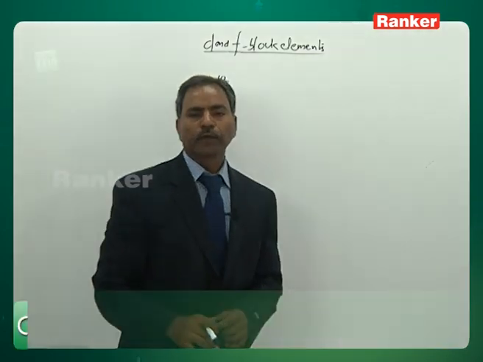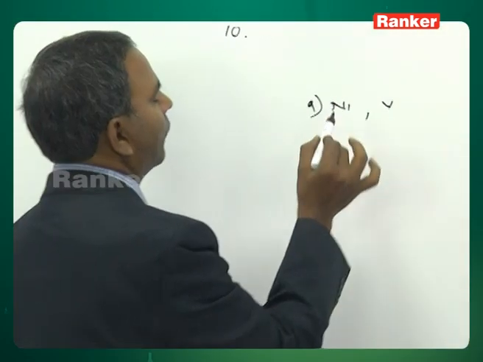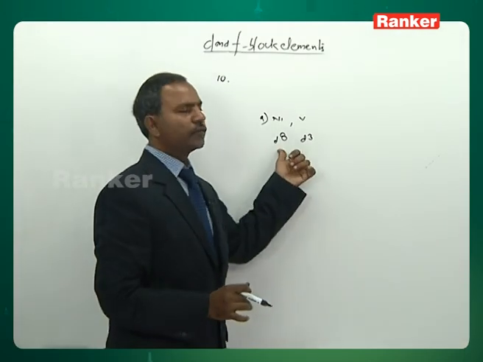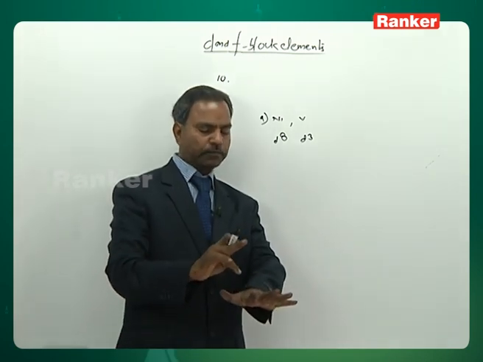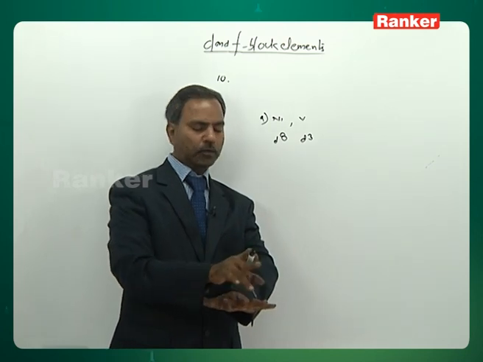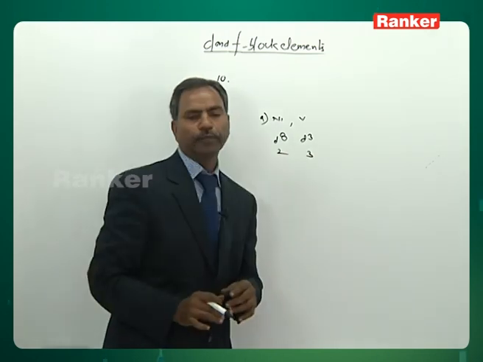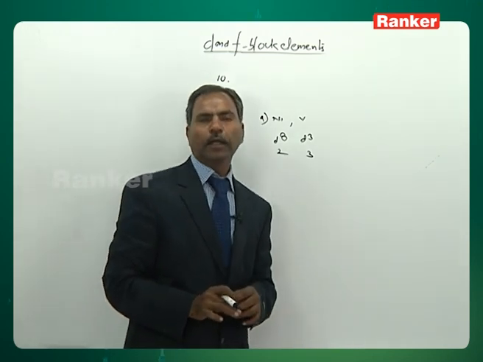Coming to question number 10, which of the following have unequal number of unpaired electrons? Option A, nickel and vanadium. Nickel's electronic configuration is D8, and vanadium is D3. D8 means 5 unpaired electrons first, and the 6th, 7th and 8th are paired, leaving 2 unpaired electrons. So nickel carries 2 and vanadium carries 3. Unequal number of unpaired electrons, nickel and vanadium.